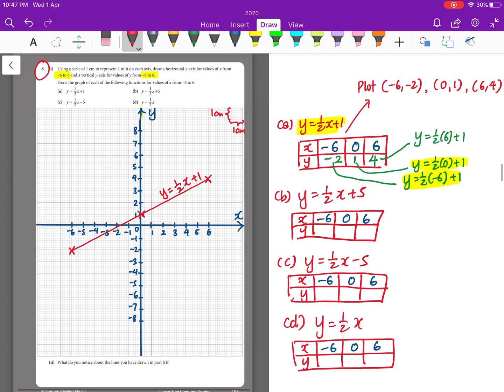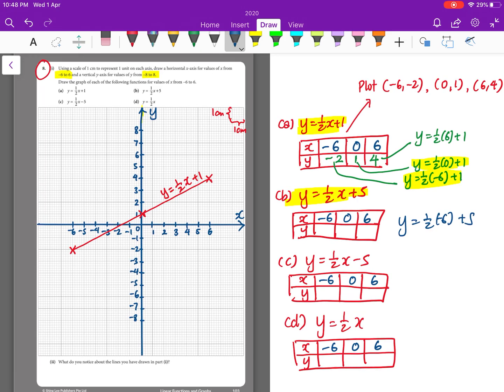Hi 1G. So we are back at question 8 of exercise 6B. Let's look at question 8, part 1, part B, the second graph: y equals half x plus 5. Again, we have to find the values of y. Y equals half of negative 6 plus 5. I get negative 3 plus 5. The answer is 2.